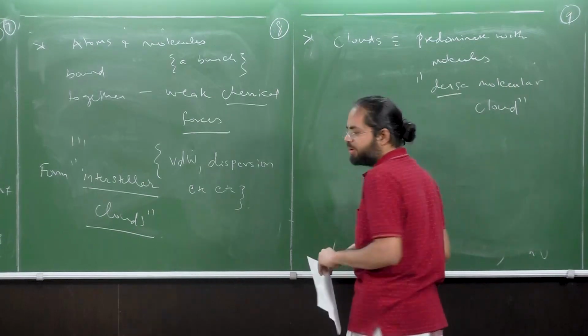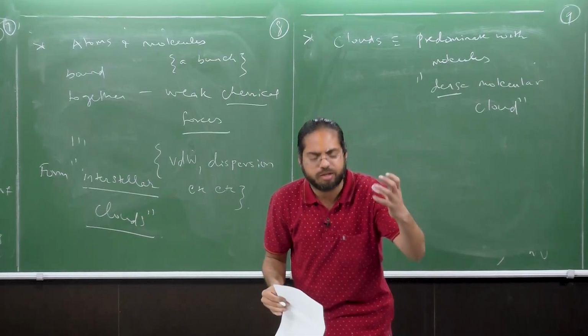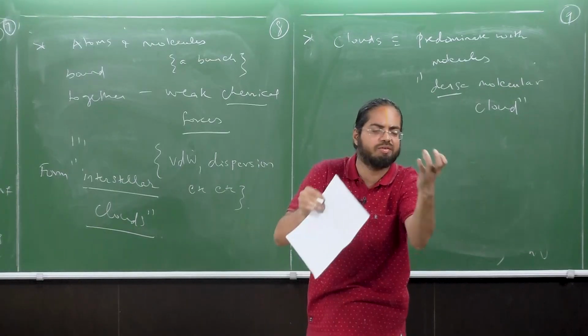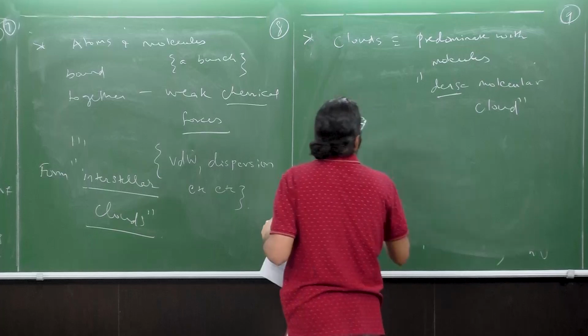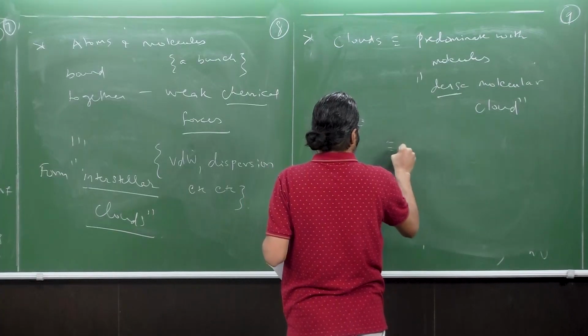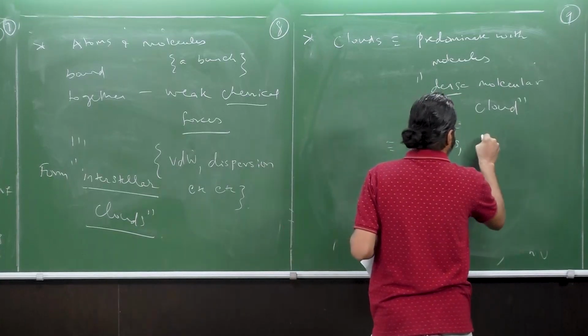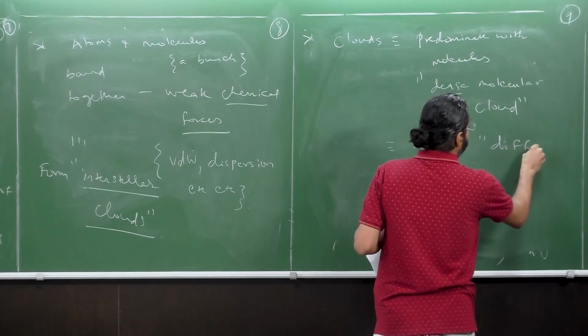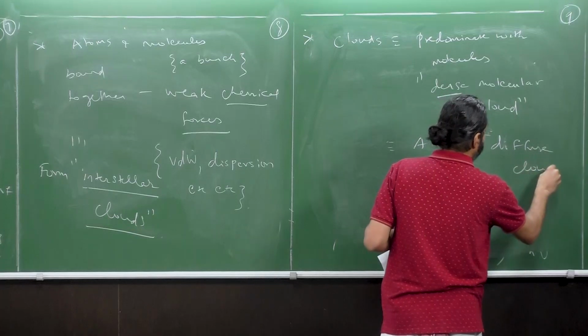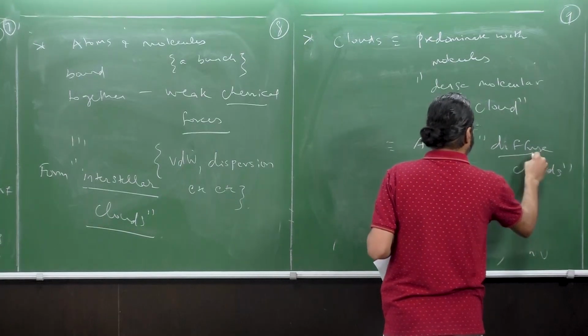Now it is dense because there are more molecules in a given volume of space. However, sometimes, when it is predominantly composed of atoms, you get what are called diffuse clouds. What is the reason for this?